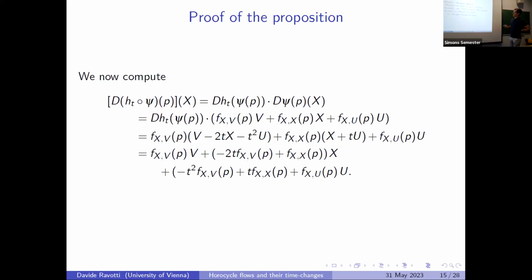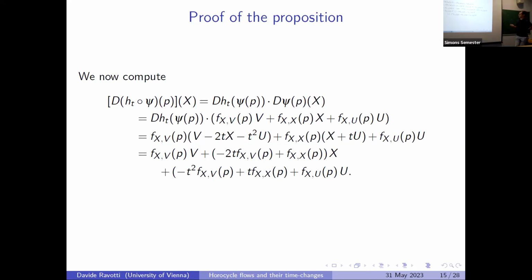And to this vector I have to apply the differential of the horocycle flow at time t, but from the computation, basically this differential does not depend on the point psi of p. So I apply the differential to V and I get the expression we saw in the previous slide. I apply dh_t to X and I get X plus tU, multiplied by its coefficient. And the push forward of the vector field generating the horocycle flow, with the horocycle flow, is itself, right? So the last term stays the same.